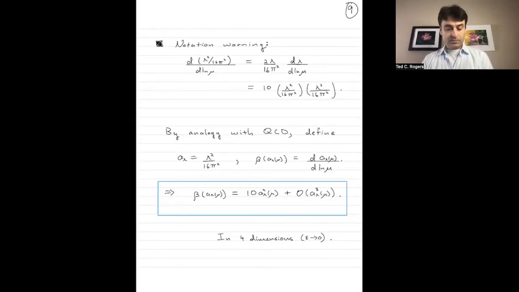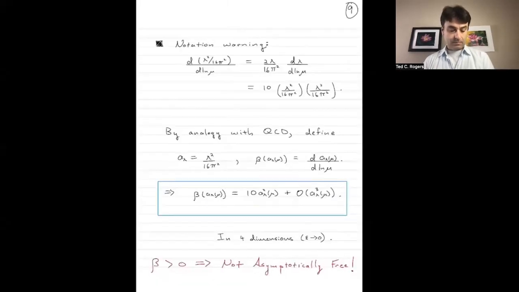Some things to notice. One is that it's positive. Beta is greater than 0. That means that as I raise mu, so as I incorporate higher and higher energies or smaller and smaller distances, the coupling gets larger. And so it doesn't have the asymptotic freedom property that we're often talking about when we're talking about QCD. So that's an important thing.